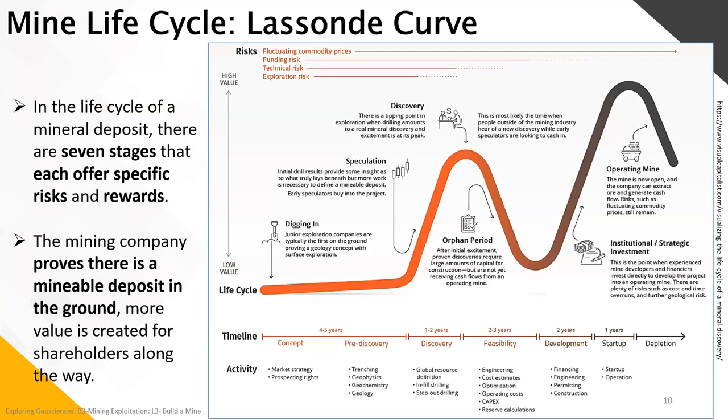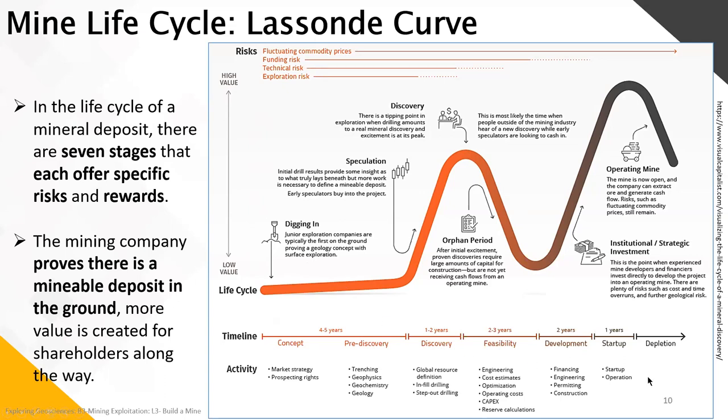So this is a simple example of the Lassonde curve. If you search on the internet, you will find several versions, several different kinds of graphics. I like this one because it's very simple, very easy to understand, and has a very simple visualization. It shows the life cycle through time, through each stage that we will go through today, and defines each stage, the main activities with the general time lapse we have to consider for each step, and also how the value of the mine goes from low value to high value within each step.